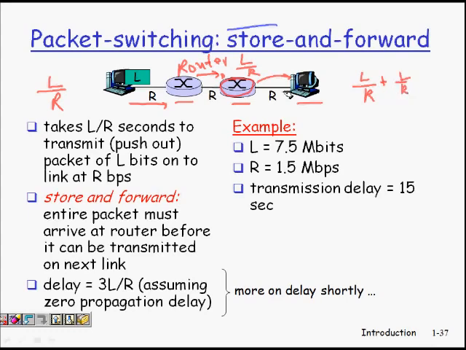So L by R is now utilized by this router. Again it will send it here, and this will take again L by R. So it becomes 3L by R. So that was the store and forward. For example, if 7.5 megabits was the size of the packet and the rate was 1.5 Mbps, then 7.5 by 1.5, which is 5 seconds, would have been taken for transmitting from one hop to the next hop. There are 3 hops, so it would have been 15 seconds.